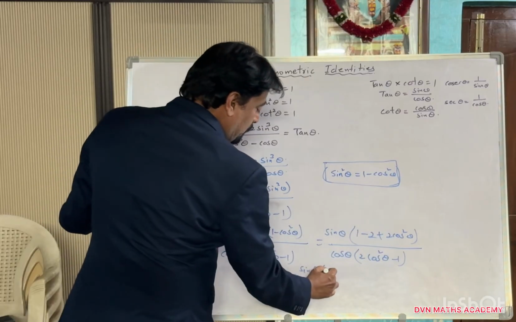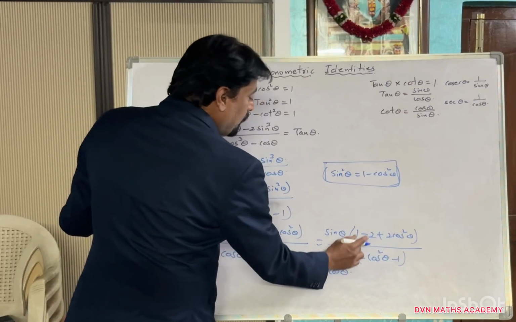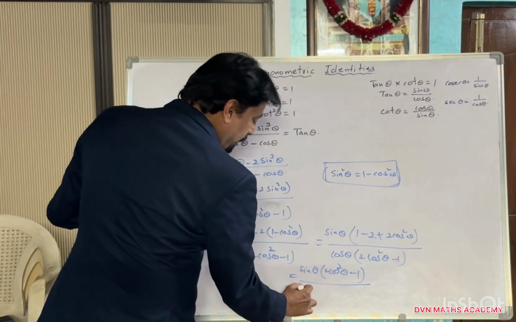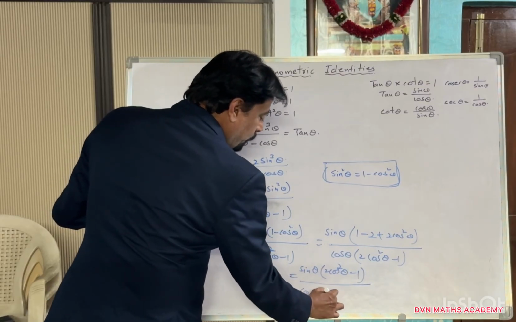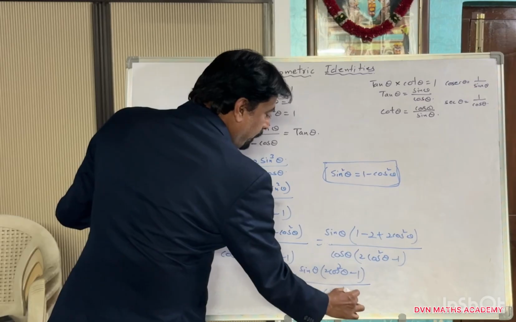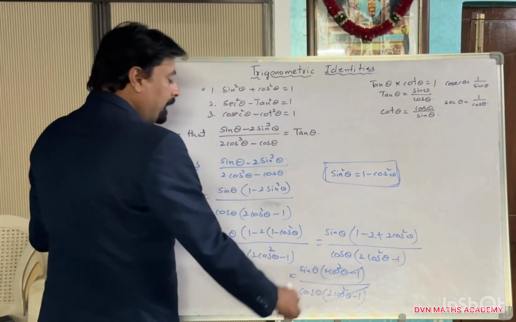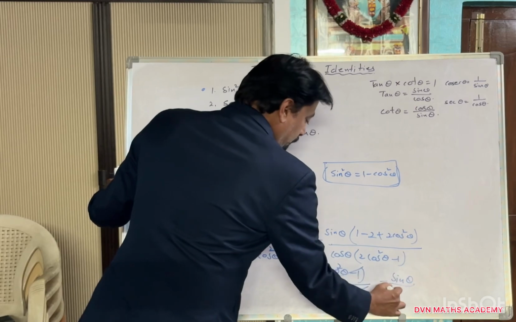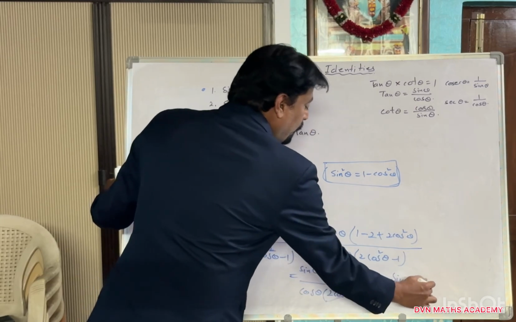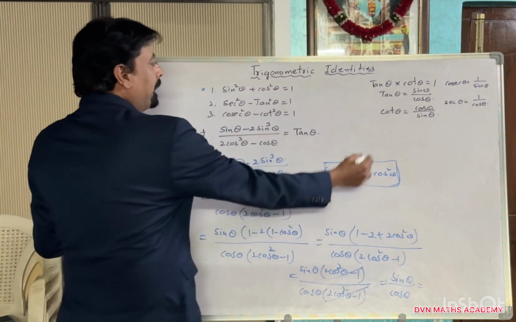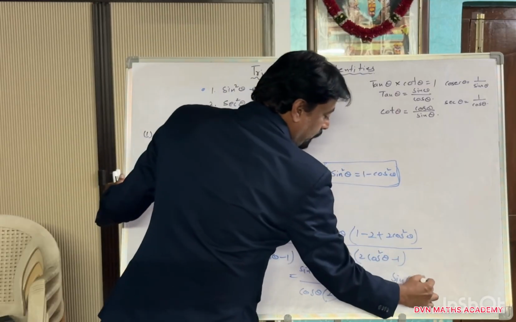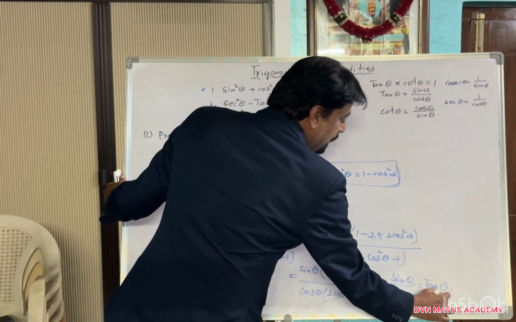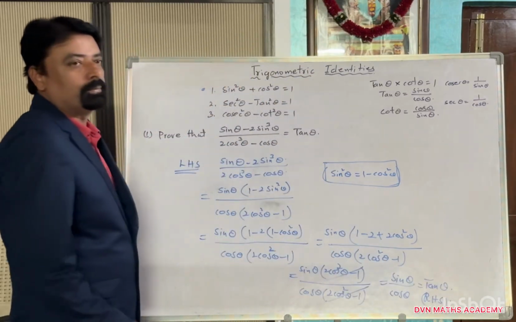First you write 2 cos square theta minus 2 plus 1, it becomes minus 1 by cos theta into 2 cos square theta minus 1. These two are same, you can cancel. Then this is sin theta by cos theta. So already we know sin theta by cos theta is equal to tan theta. So this is the RHS. Hence the given question is proved.